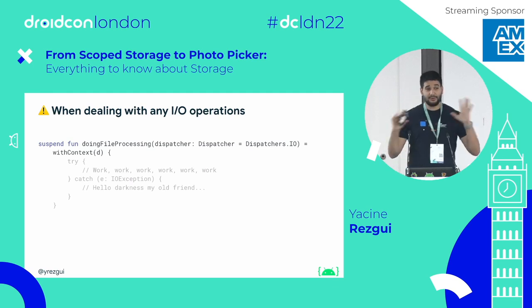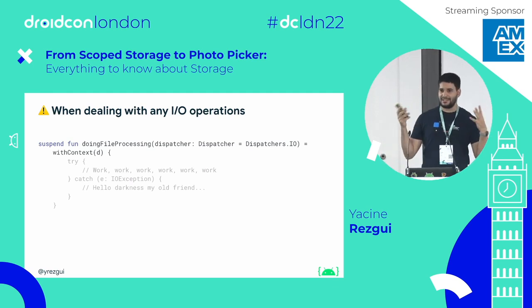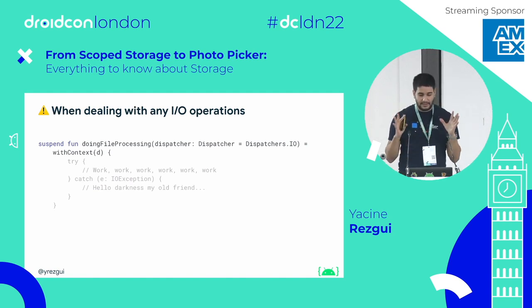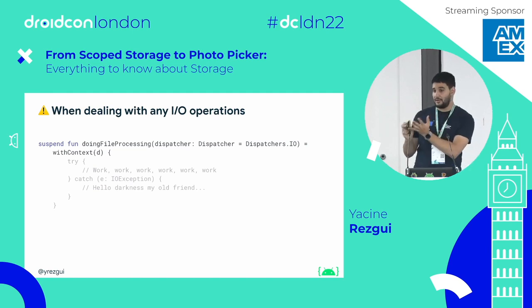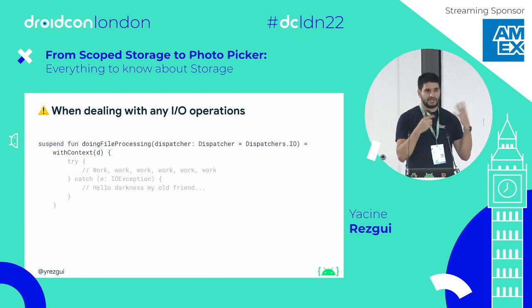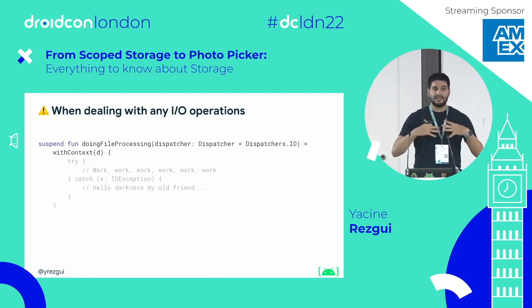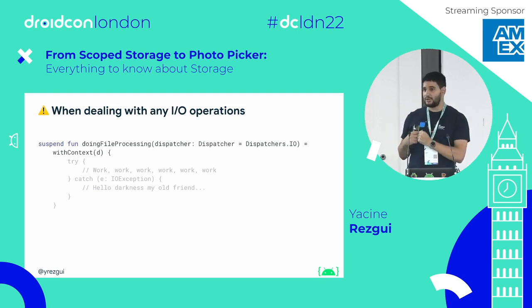Okay, so before we deep dive into proper code, because so far I just talked and showed some slides with text, one thing to keep in mind whenever you're dealing with I/O, so whenever you're dealing with storage, is that, as I mentioned, the memory card may not be available. You may not have enough storage. The device may just crash for whatever reason. You may not have permissions. And all of that is kind of resource heavy. So always make sure you do not run that code on your main thread.